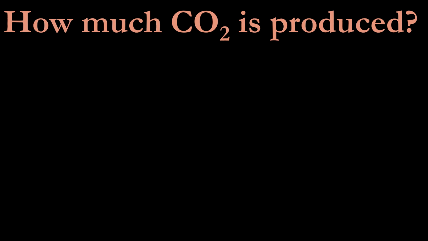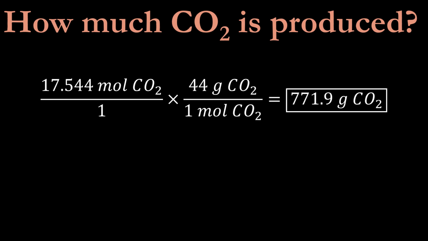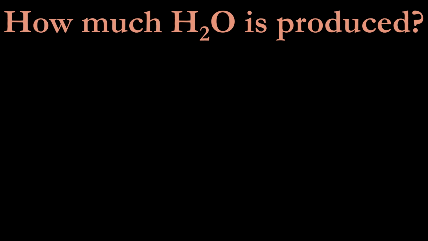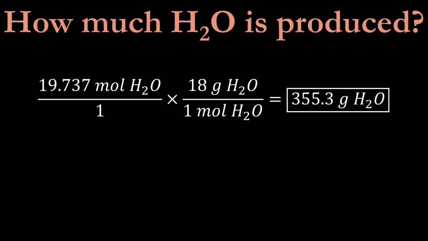You might also be asked how much carbon dioxide was produced in this reaction. So we'll take the number of moles that is produced. We can multiply by the molar mass of carbon dioxide to figure out the number of grams of carbon dioxide produced. We can do the same thing for the amount of water that's produced. We can take the number of moles of water that we have in the table, multiply by the molar mass of water to figure out the number of grams of water that's produced in the reaction.